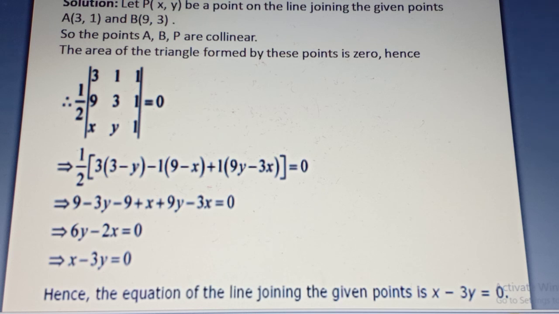So students, here I am ending today's video. I hope all of you understood how to find the area of a triangle using determinants, and we have done a few questions here. I hope all of you understood, and if you have any doubts, you can contact me.